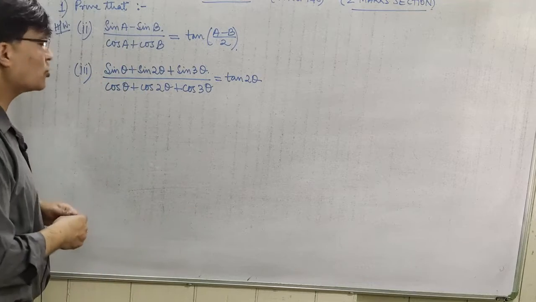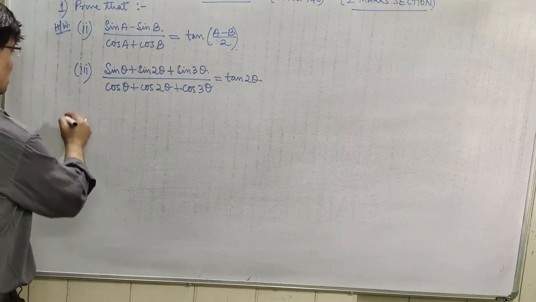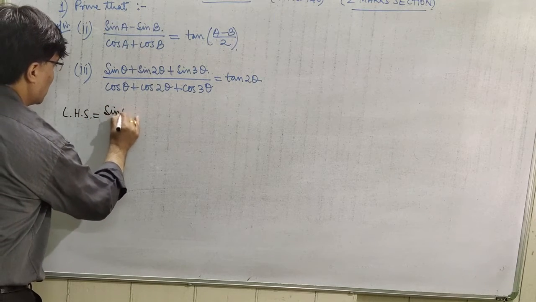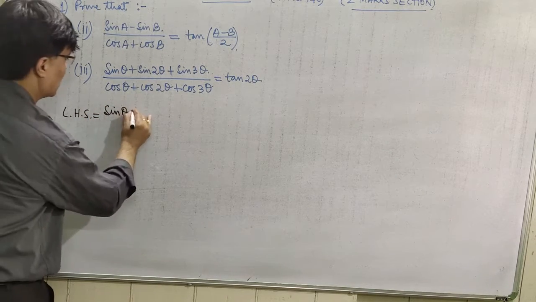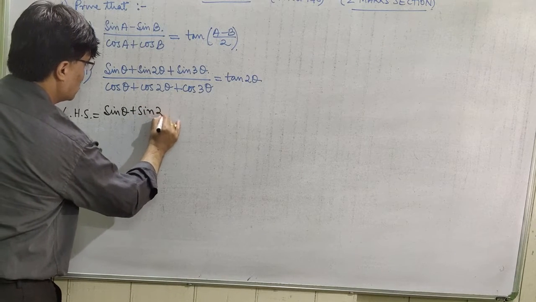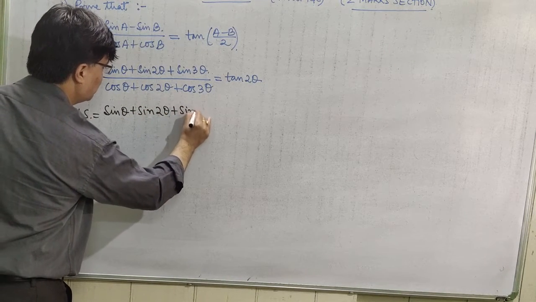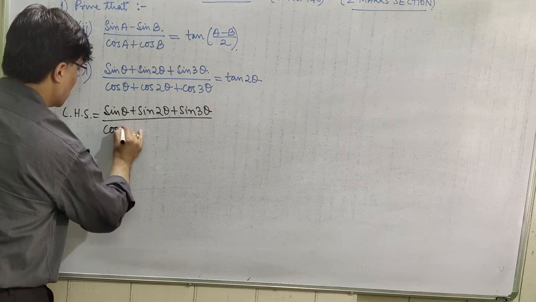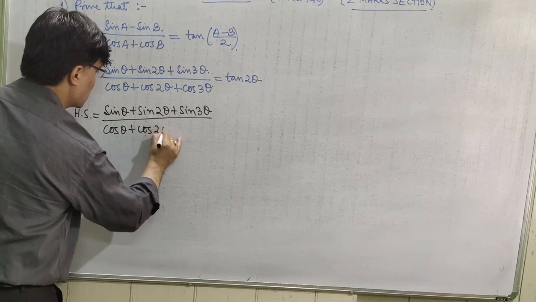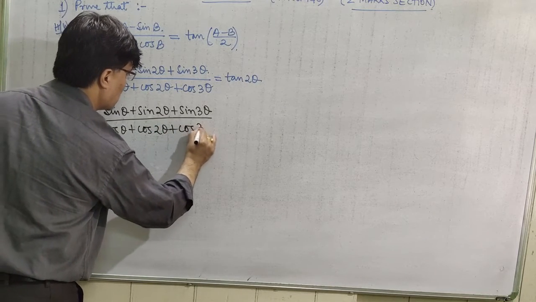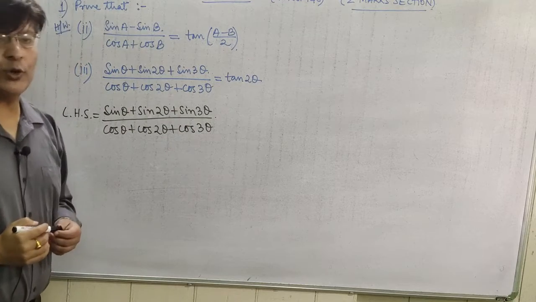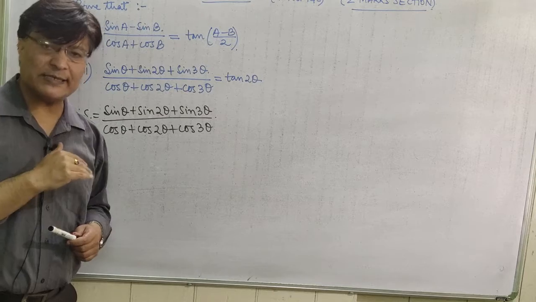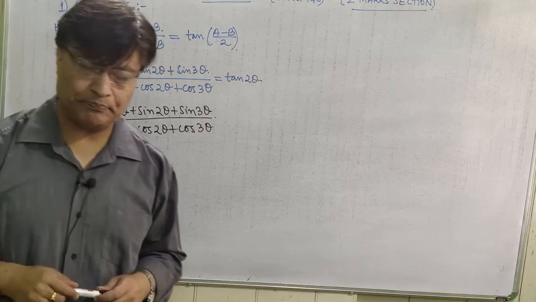Okay. So let's do this question number 3 now. So let us write down left hand side. So here LHS is equal to sin theta plus sin 2 theta plus sin 3 theta divided by cos theta plus cos 2 theta plus cos 3 theta. Okay. So how can you prove this? Left hand side is equal to right hand side, that is, you have to prove tan 2 theta.